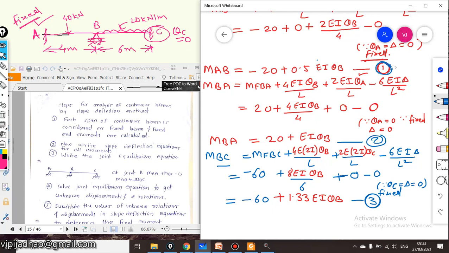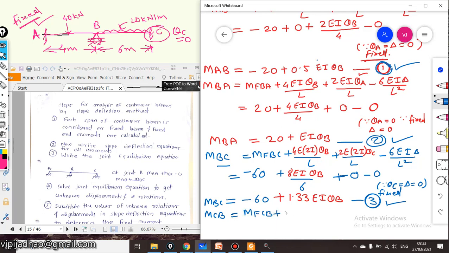We have written down the first equation here, second equation, and third equation is available with us now, MBC. Similarly, write down the formula or equation for MCB.